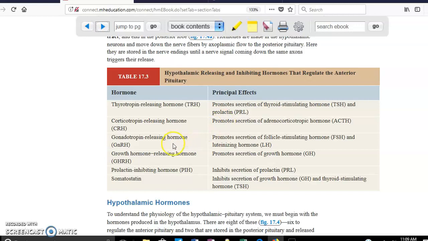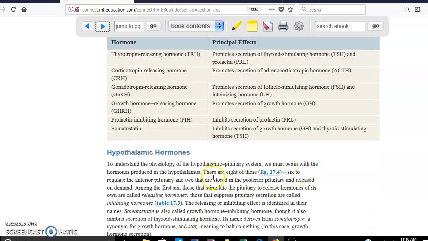What else? Gonadotropin releasing hormone, GnRH, is released by the hypothalamus in order to stimulate the release of FSH and LH. GHRH, growth hormone releasing hormone, obviously is going to promote the release of growth hormone. Prolactin inhibiting hormone, PIH, is going to inhibit the release of prolactin by the pituitary. And somatostatin, released by the hypothalamus, is going to inhibit the release of growth hormone as well as TSH by the pituitary. We can also see in here the hypothalamic hormones in the posterior pituitary.